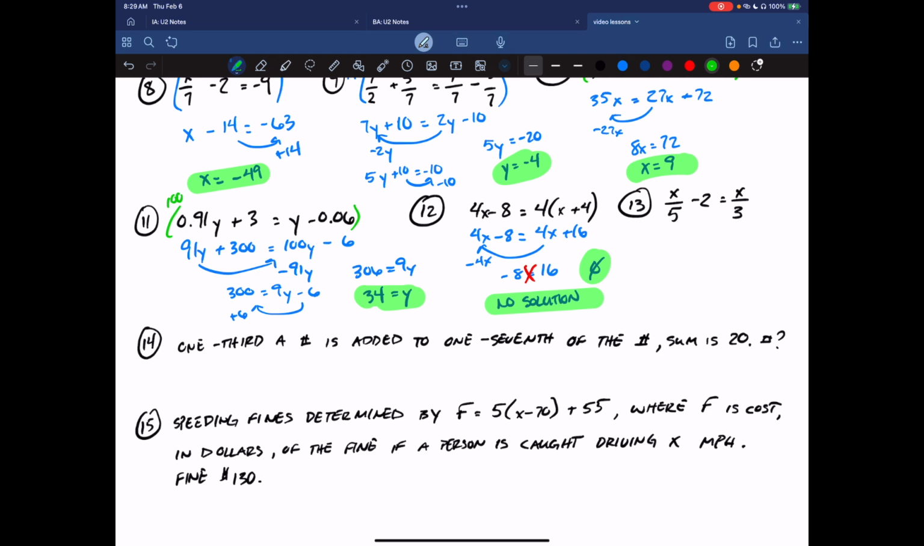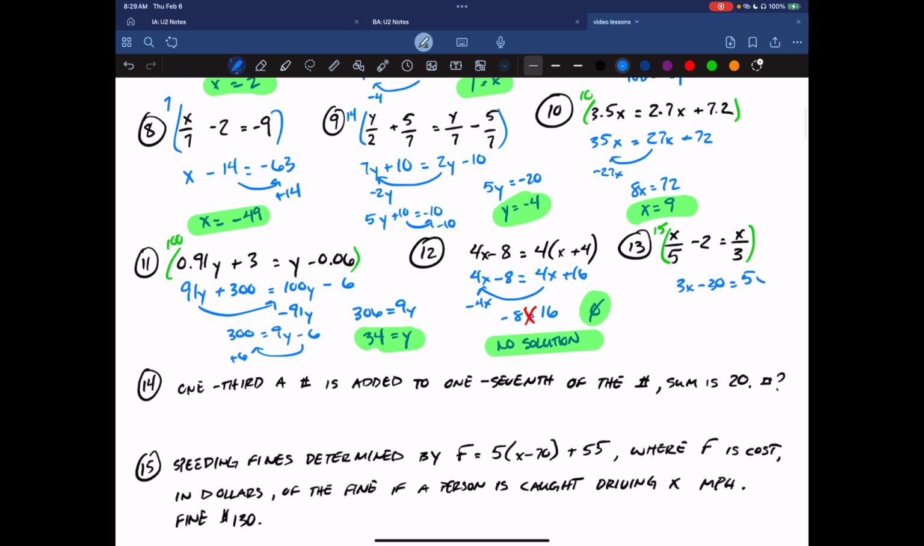Once again, on 13, you can multiply to get rid of your fractions. And I would multiply here by 15. So 5 goes into 15 3 times. 3 times x is 3x. 15 times 2 is 30. 3 goes into 15 5 times, and that's going to be 5 times x. We'll move the 3 over here by subtraction. We get negative 30 equals 2x. And so x equals negative 15.